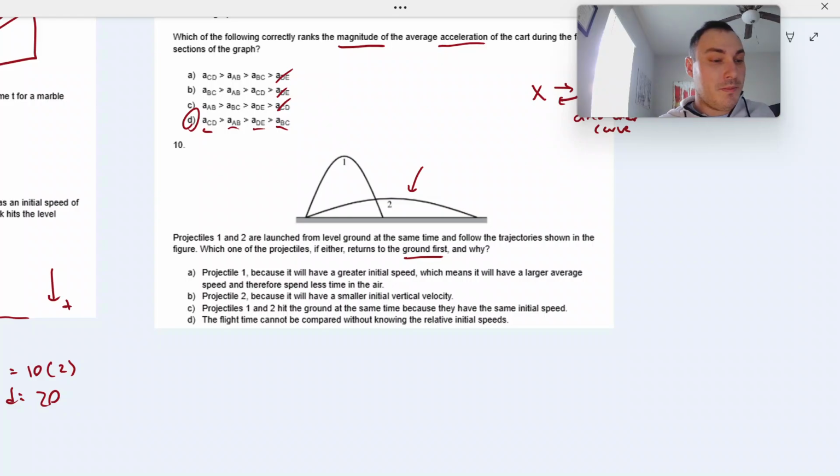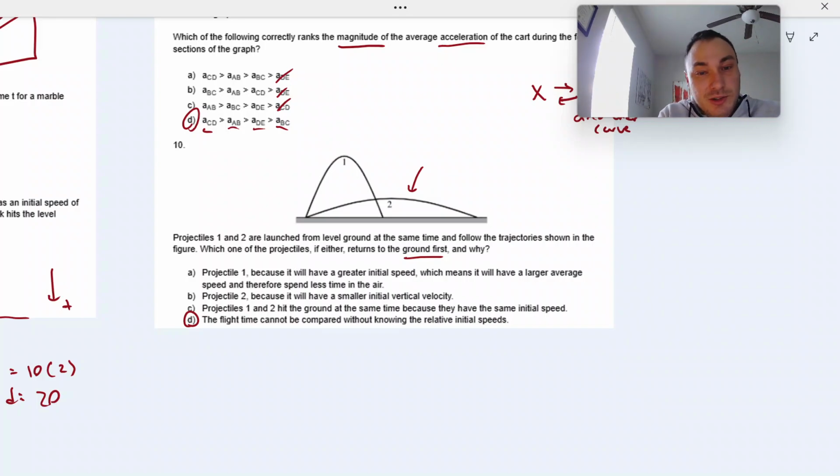However, we're missing some information. We don't know the relative speed these two were launched at. So the answer, I believe, is D. If it specified that these two were launched at the same speed, then we could say that 2 will hit the ground first, since 1's speed has a bigger component of vertical velocity than 2's. But we're not given that information.